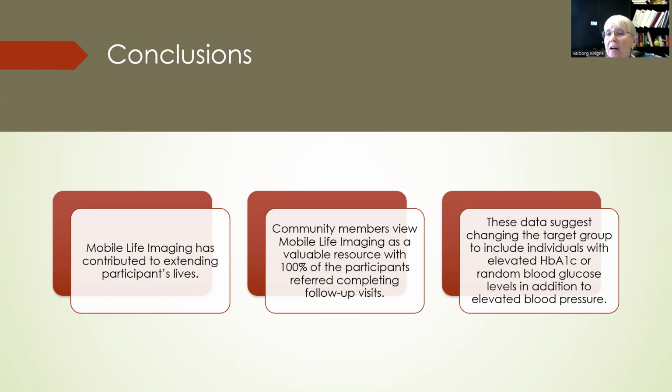And these data also suggest changing the target group to include individuals with elevated A1C or random blood glucose levels, in addition to elevated blood pressure. And as a result of the program, looking at these individuals more closely and recruiting from a group of people that have elevated A1Cs or elevated random blood glucose, it's resulted in additional referrals.